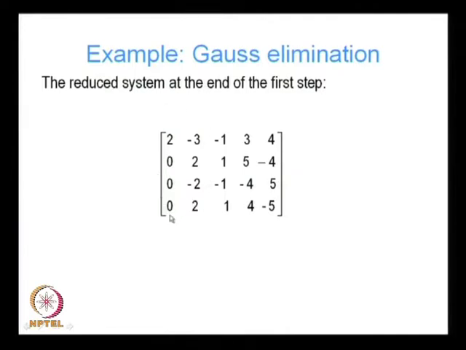This is the reduced system at the end of the first step, where you can see that the second equation now has a 0 coefficient in the first column. So, the coefficient of x1 is actually equal to 0.